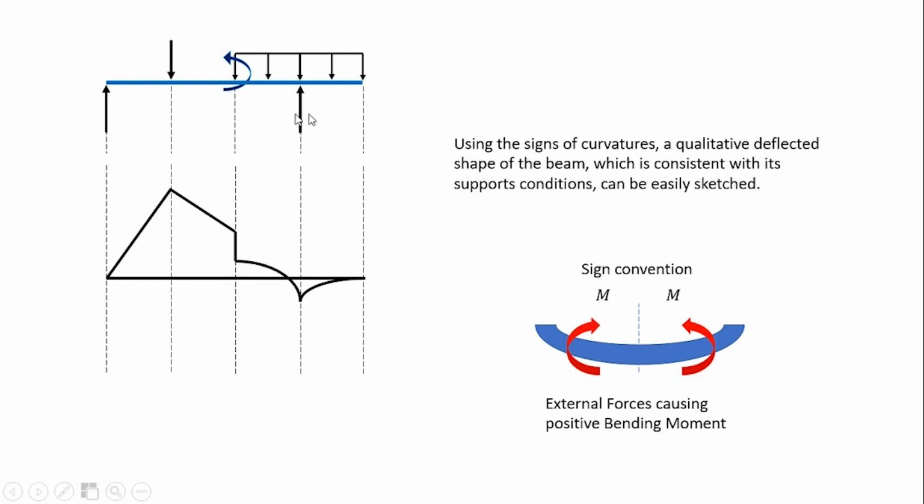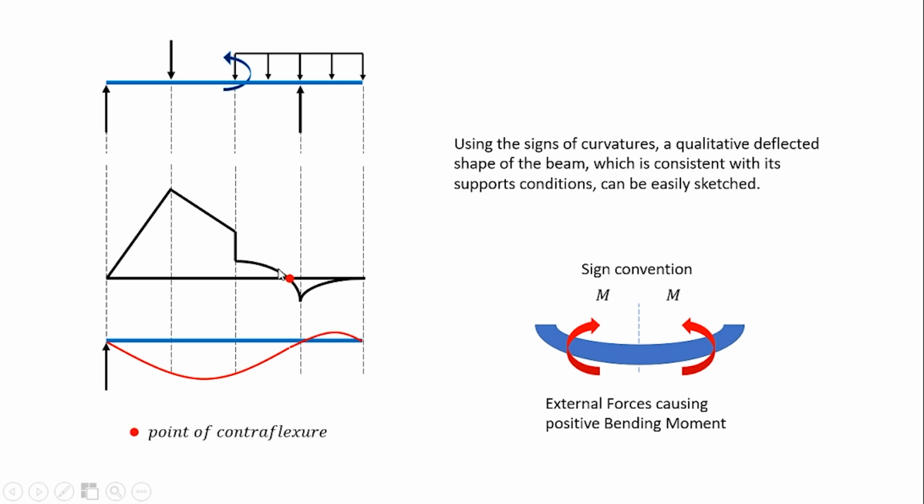So, using the signs of curvatures, a qualitative deflected shape of the beam, which is the elastic curve, which is consistent with support conditions, can be easily sketched. So, this is the elastic curve niya. Itong kulay pula. So, as you can see, kung nasaan yung positive bending moment, nandun yung curvature natin na concave upward. But if we have a negative moment, magkakaroon naman tayo ng concave downward na elastic curve.